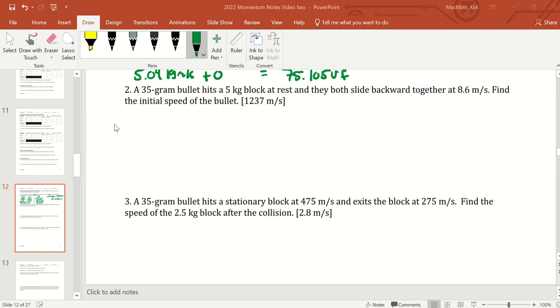So again, starting separate, ending together. So I have 0.035 kilograms for the bullet.